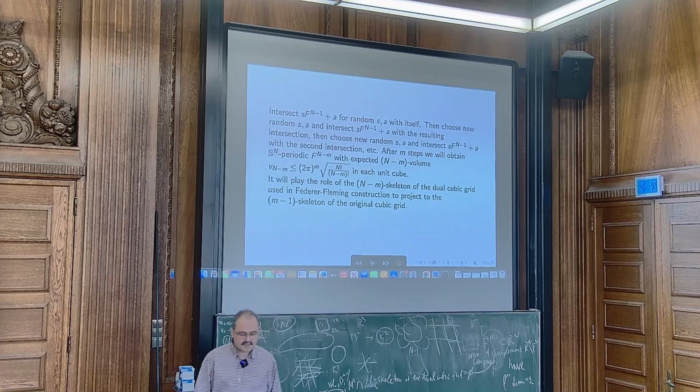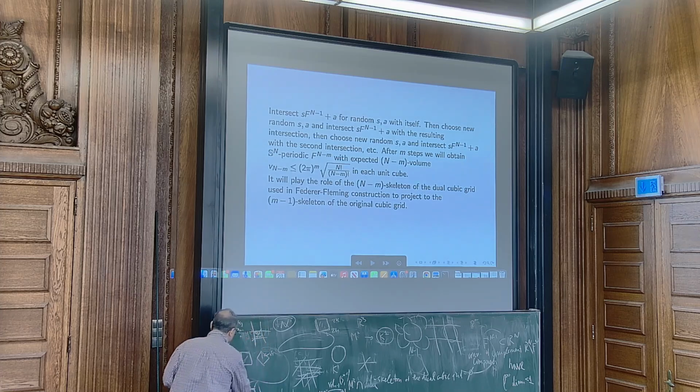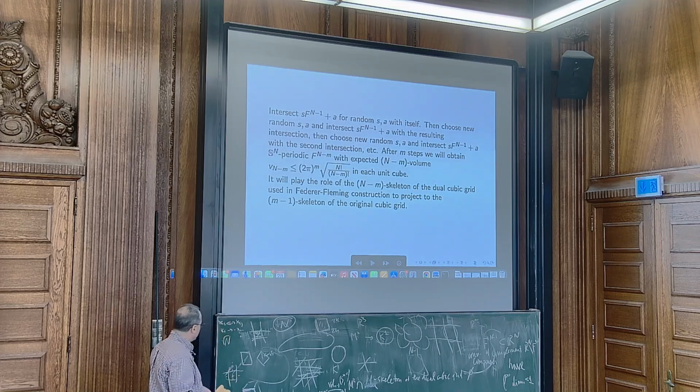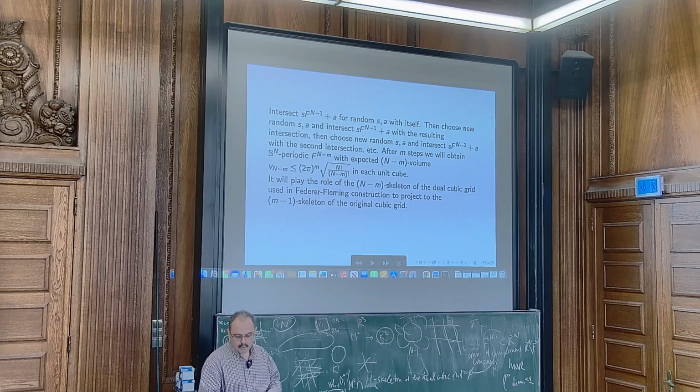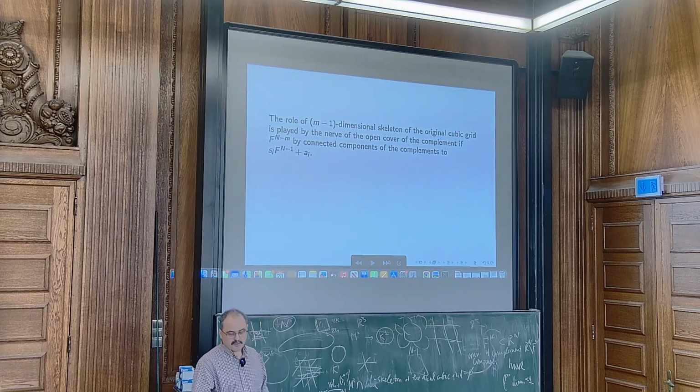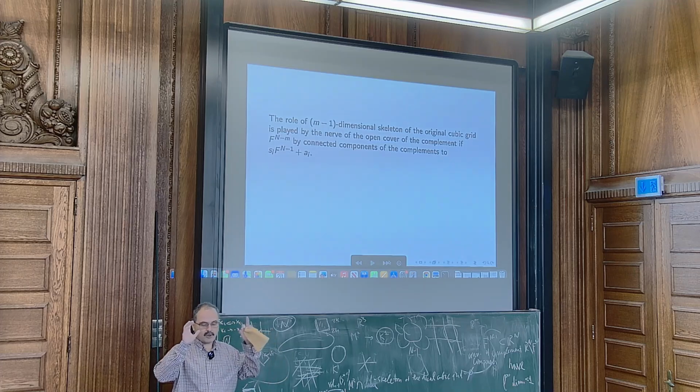So this will play the role of n minus m skeleton. And where exactly? In our initial construction, we had one cubic grid. Its skeleton didn't intersect our set, but then there was a dual grid, a dual skeleton, where we were pushing our manifolds. The role of dual skeleton will be played by the nerve of the open cover of the complement.